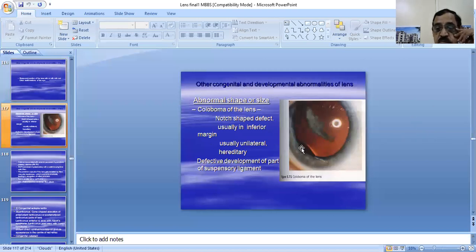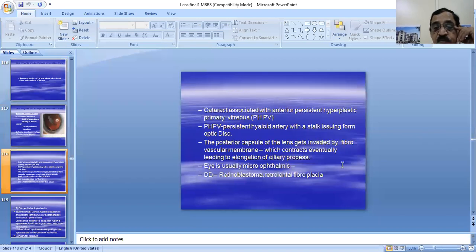And a defective development of part of the suspensory ligaments, the zonules of Zinn, also will be there. So cataract here is associated with anterior persistent hyperplastic primary vitreous, persistent hyperplastic primary vitreous, and persistent hyaloid artery with a stalk issuing from the optic disc will also occur. The posterior capsule of the lens gets invaded by the fibrovascular membrane, which contracts and eventually leads to elongation of the ciliary process. And the eye is usually microphthalmic, and you'll have to differentiate this from retinoblastoma and retrolental fibroplasia.